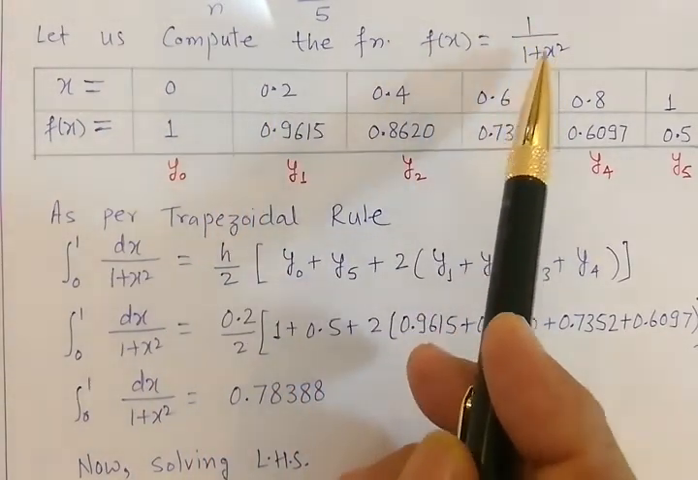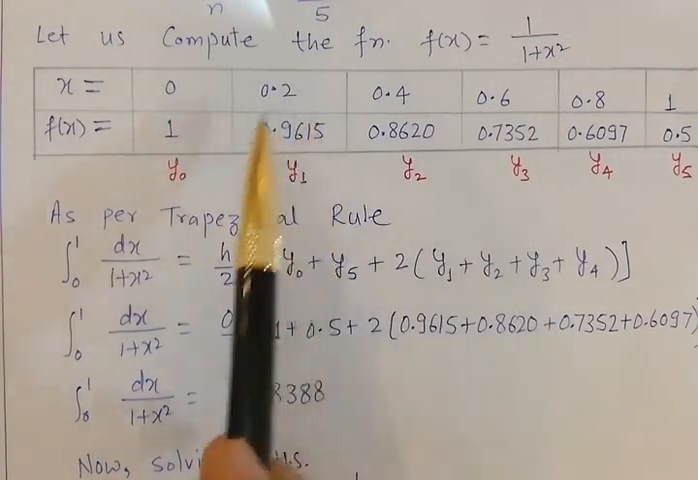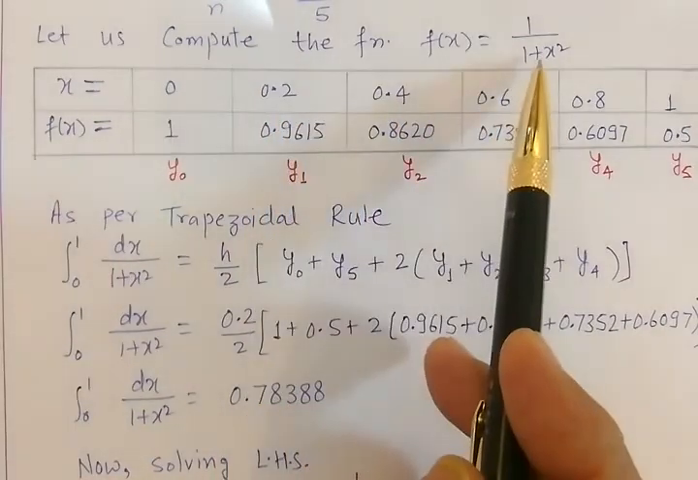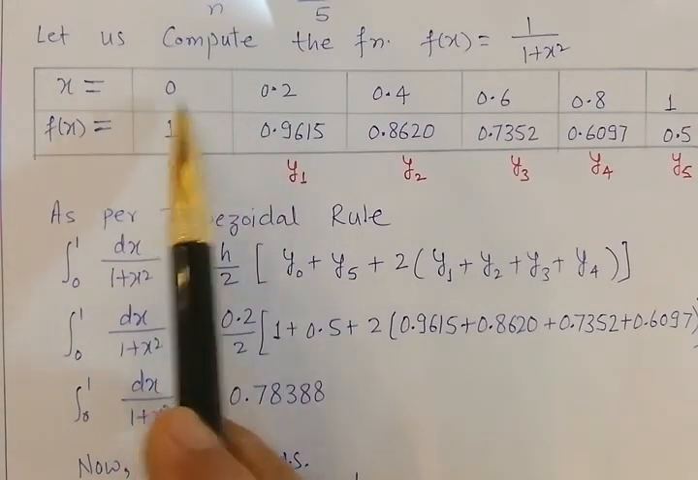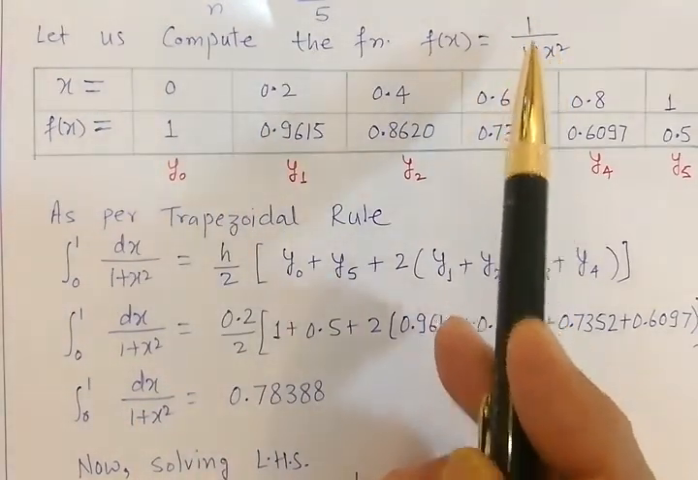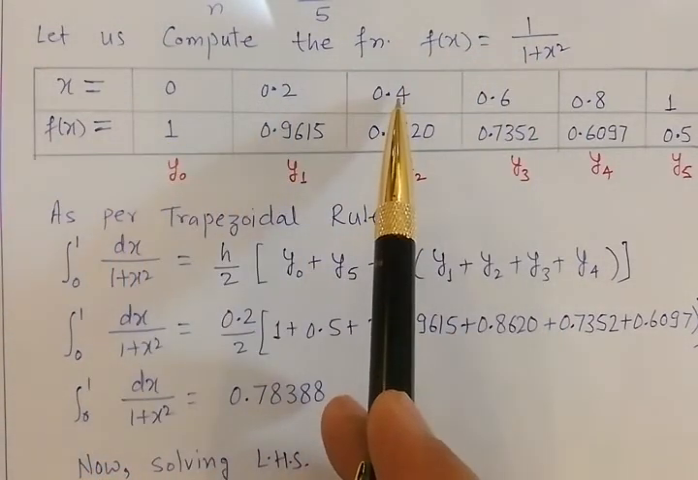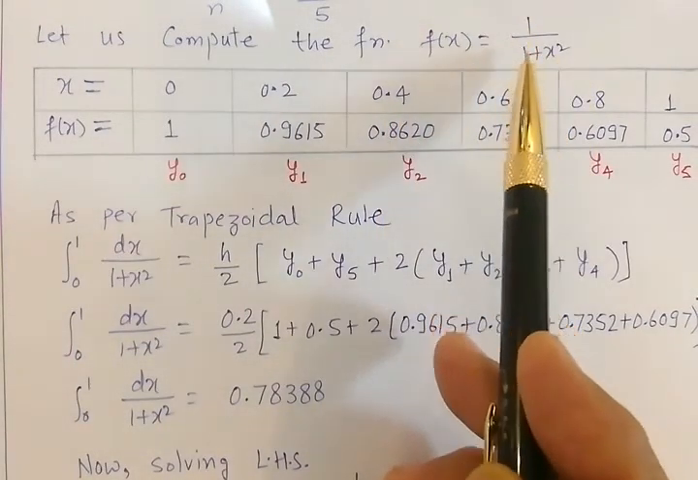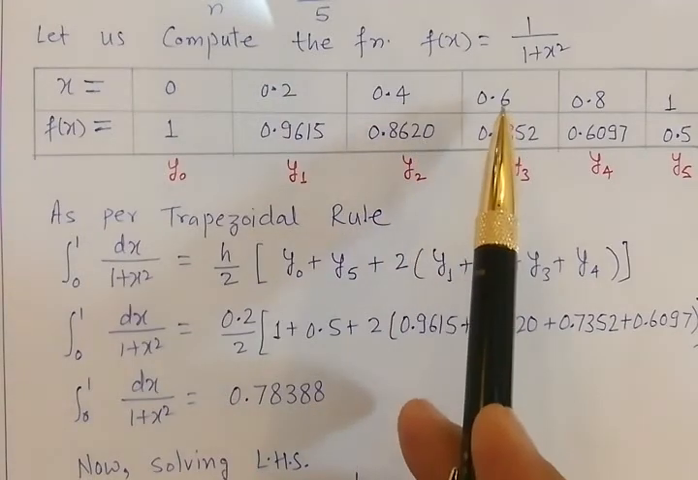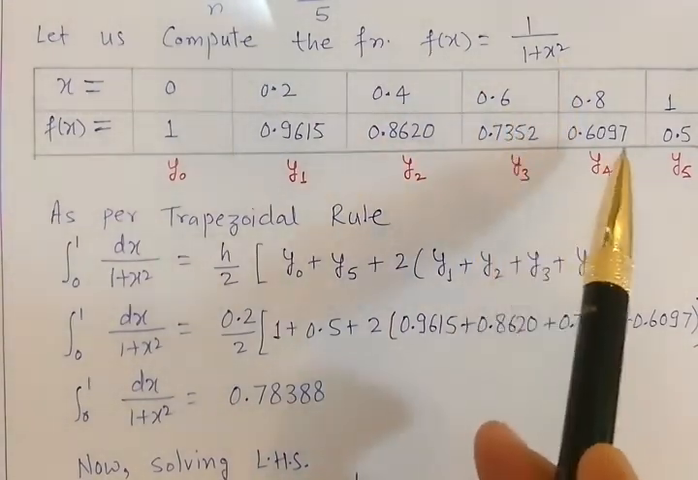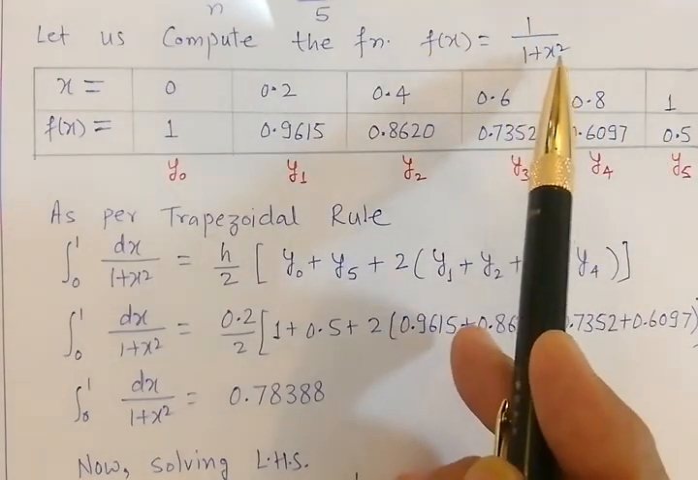Let us substitute x is equal to 0.2 here. So 1 upon 1 plus 0.2 square, and that comes to 0.9615. So substituting the value of x in the function, we are getting f of 0.2. When you are putting 0 here, you can see that this part becomes 0, so 1 upon 1 is 1. So y0 is equal to 1. Similarly, you can put x is equal to 0.4 here. So 1 upon 1 plus 0.4 square, and that comes to be 0.8620. Putting 0.6, we are getting this. Similarly, we are calculating 0.8, and when you substitute 1, so 1 upon 1 plus 1, that is 1 by 2, 0.5.